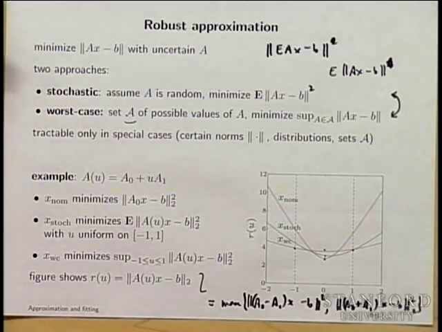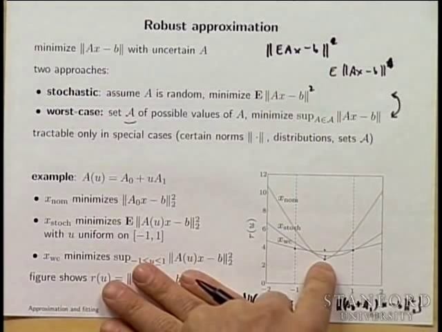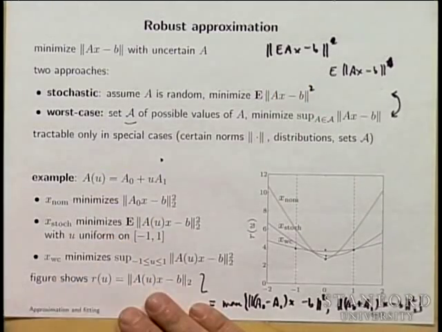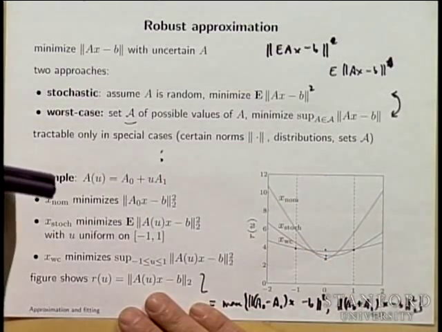Do you know the difference? Oh, by the way, you see this one? That is what the nominal one is, right? In this case, that's the nominal one. So minimizing this, if u has a uniform distribution on minus 1, 1, is exactly simply throwing in the nominal and doing it.